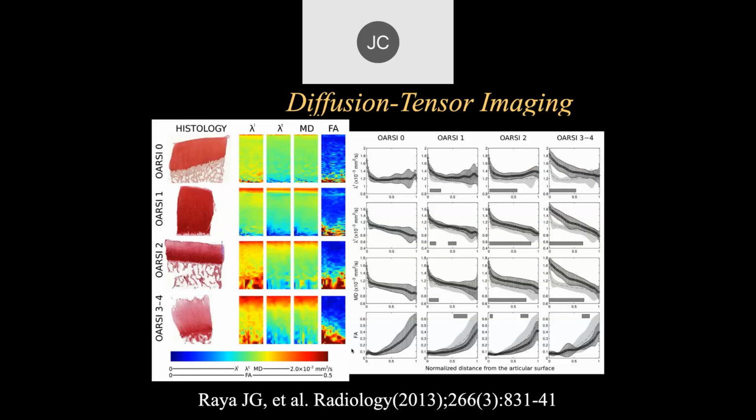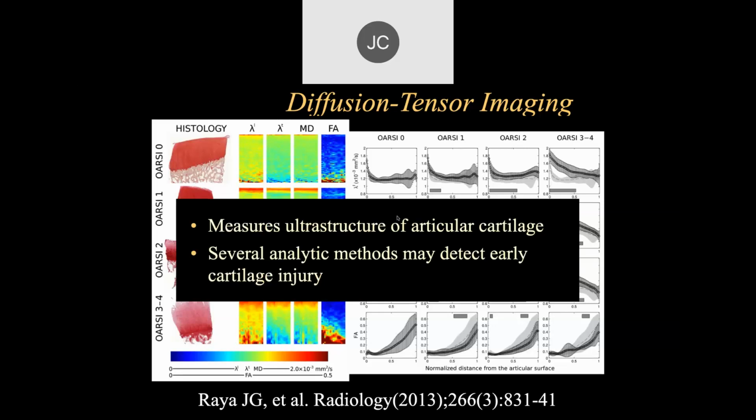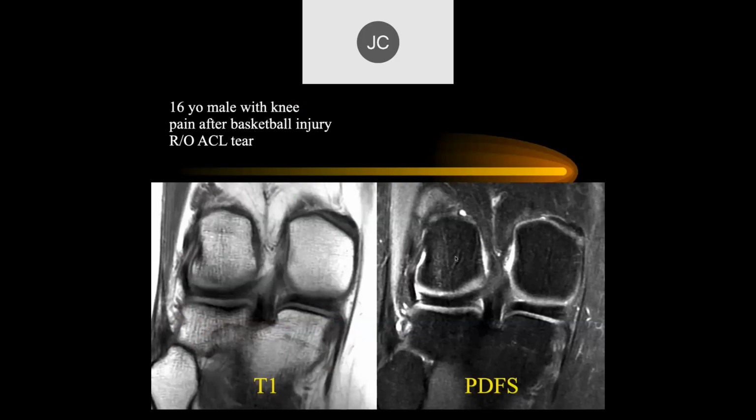This is very difficult in practice, to be able to get adequate resolution in a clinical patient to accurately map the diffusion through the thin articular cartilage. But in vitro studies, it's been shown to be able to measure the ultrastructure of the articular cartilage and detect early cartilage injury. But I don't think it's been developed to the point where we can get adequate resolution to be able to see patients in vivo. So that's a little bit about biochemical imaging of the cartilage.